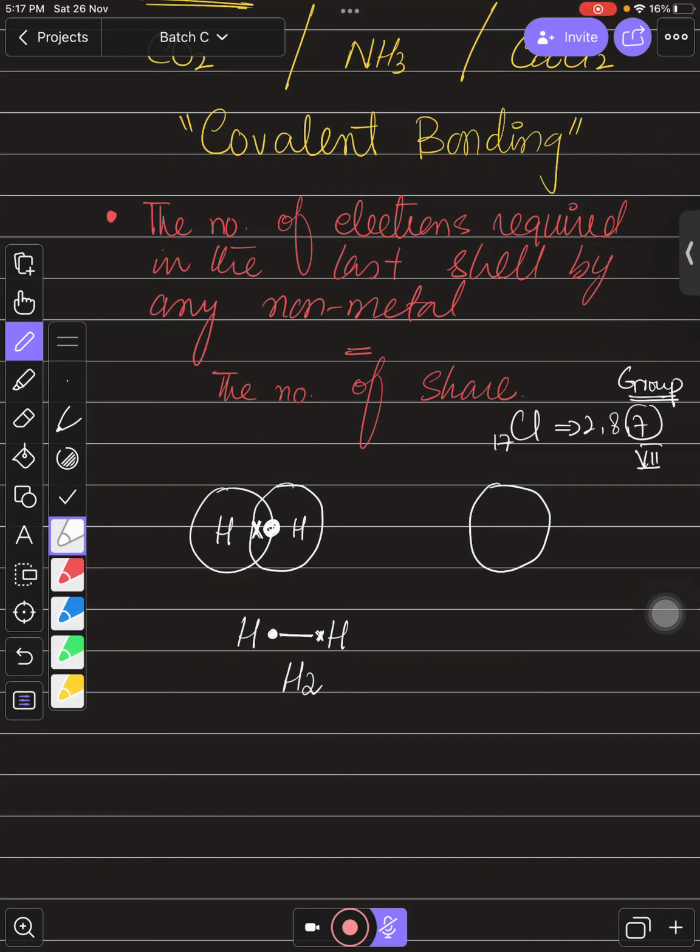The vertical columns in the periodic table are called groups, and the group number actually defines the electrons in the last shell. Whichever numbered column the element is in, it will have that many electrons in its last shell. This is the second last column of the periodic table, the 7th group, and chlorine is in it, so its last shell should have 7 electrons. 1 2 3 4 5 6 7. Children, that makes 7 electrons.